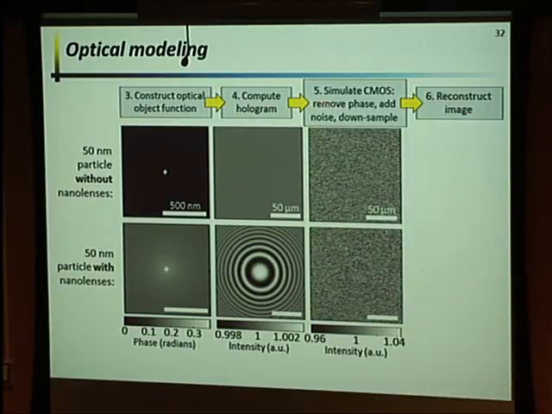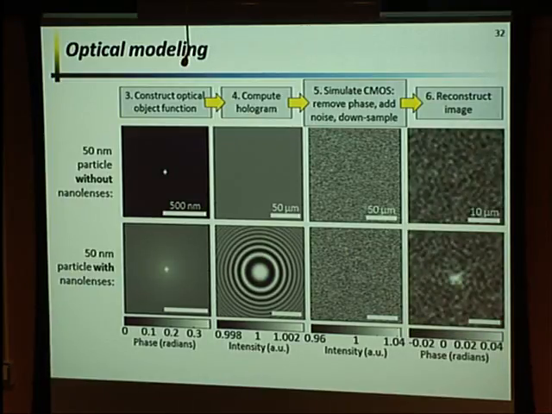The next step is we're going to simulate what we might see experimentally by adding some noise to this hologram, and we're going to make sure that we don't have the phase information. And we're going to then downsample it to the pixel size of our sensor. So in this case, pretty much everything you see is noise. Here, mostly what you see is noise. But if you look closely, you might be able to see some remnants of some sort of circular pattern there.